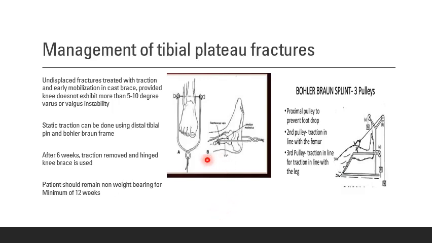This picture shows how to apply distal tibial skeletal traction, and this is a Böhler Braun splint which has 3 pulleys. The proximal pulley is for foot drop, it will prevent foot drop. The second pulley is for providing traction along the line of the femur, which can be used for a femur shaft fracture or distal femur fracture. The third pulley is for the proximal tibial fracture, where you can obtain traction in line of the leg.